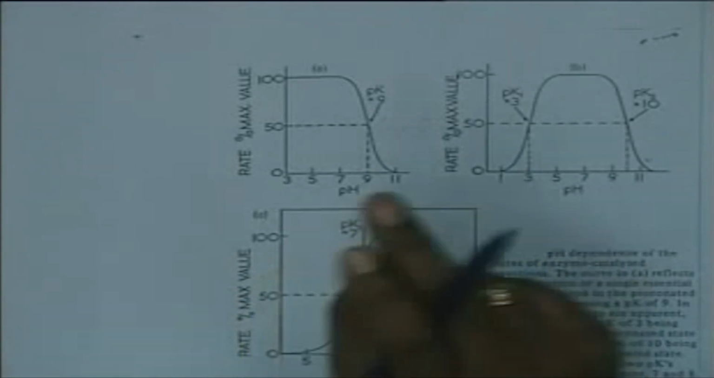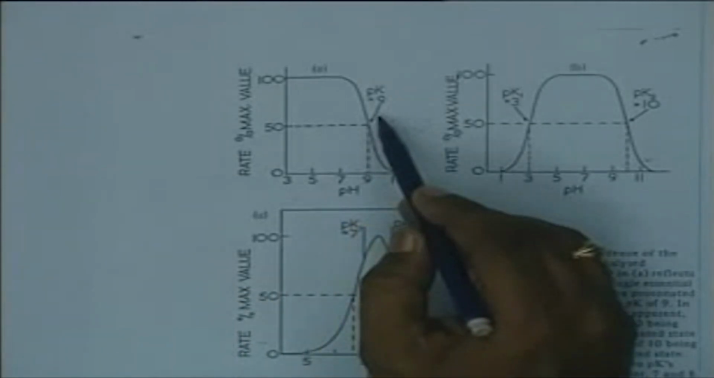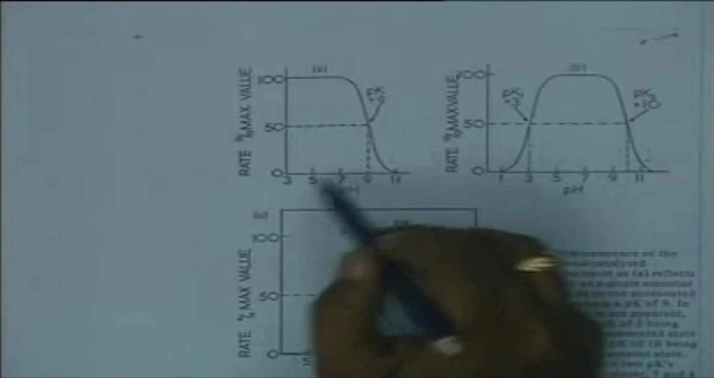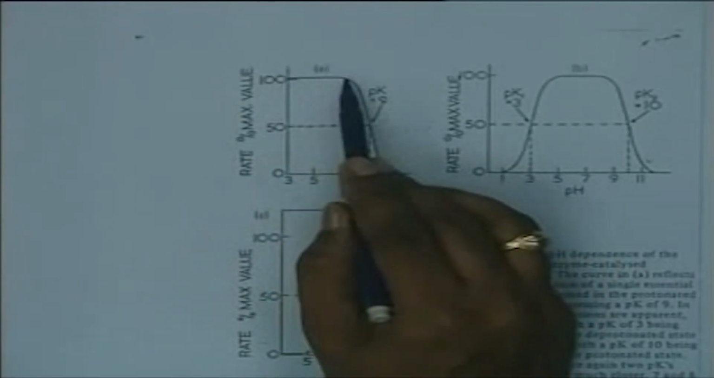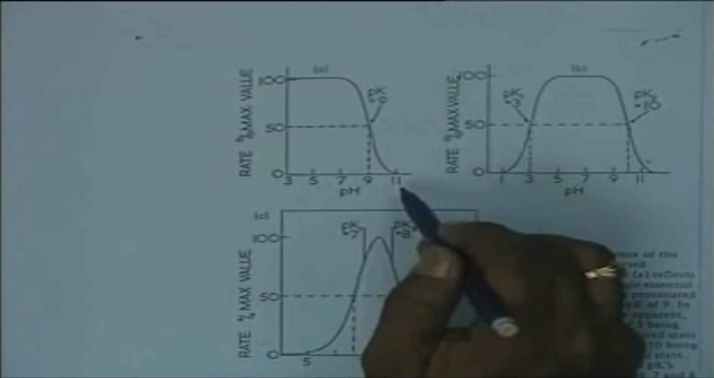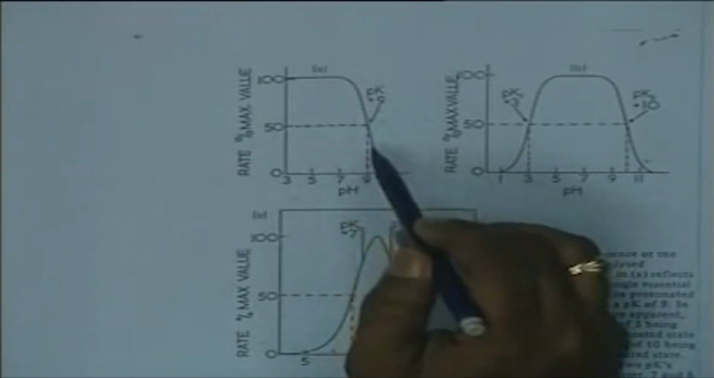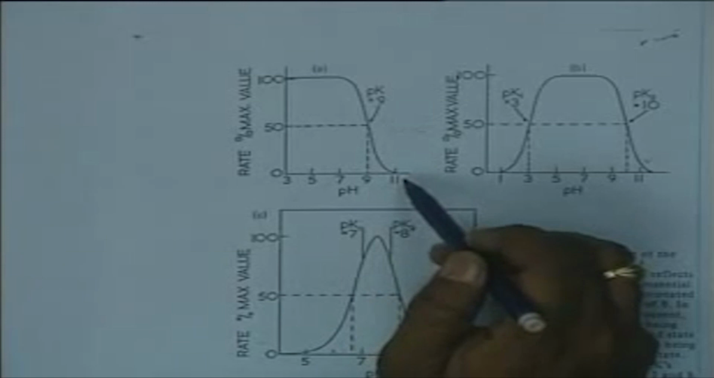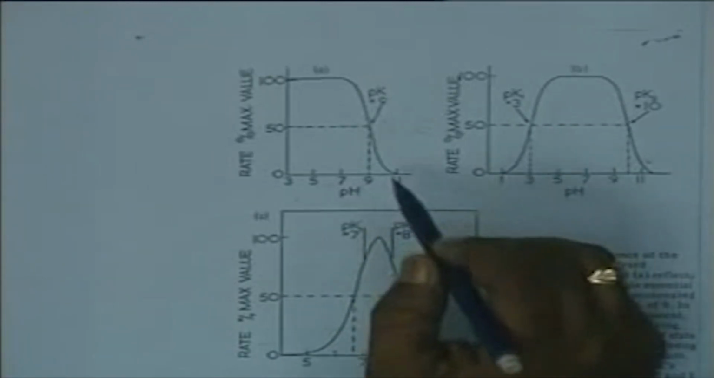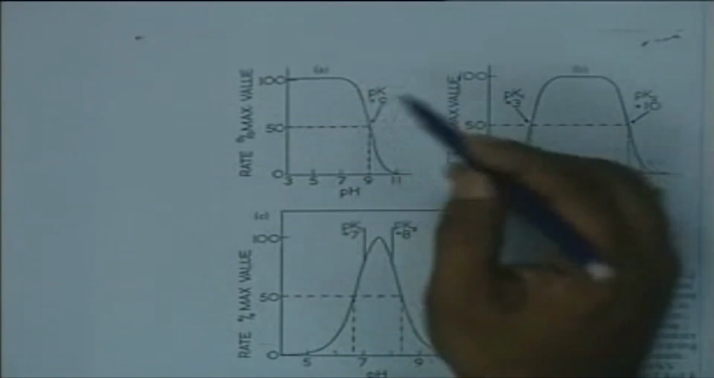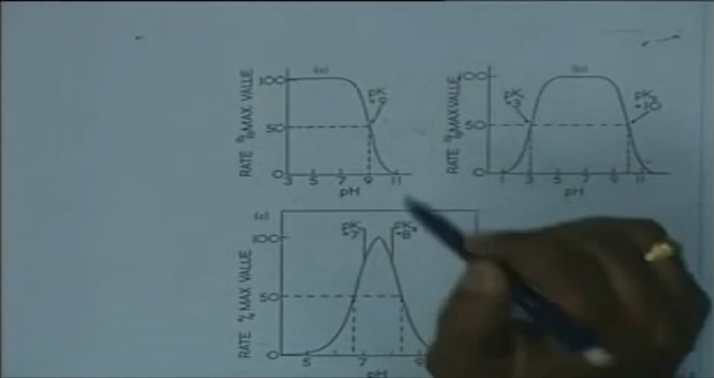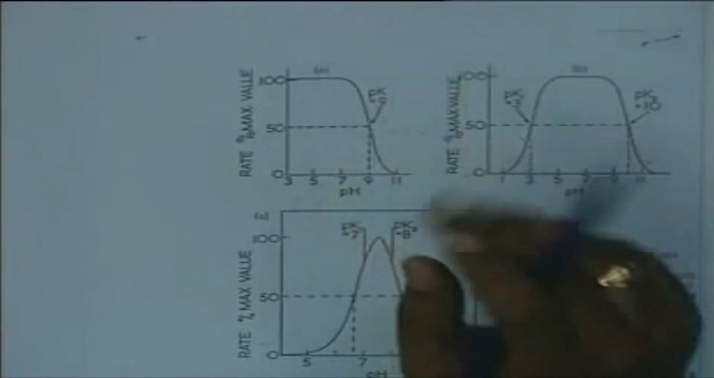When there is only one ionizable residue with a pK value of 9, you get, initially at a lower pH value, the enzyme activity remaining constant. When you go to a higher pH value the rate falls, and subsequently at an extreme value it comes down to 0, and we will take up the determination of pK values and their role.